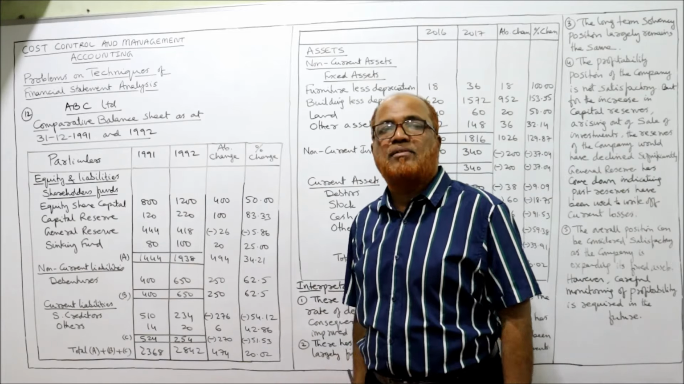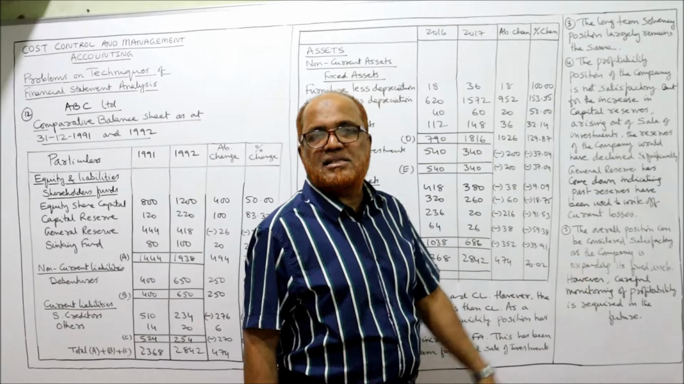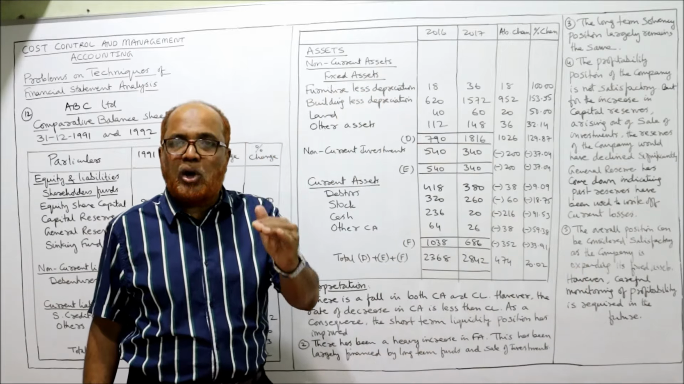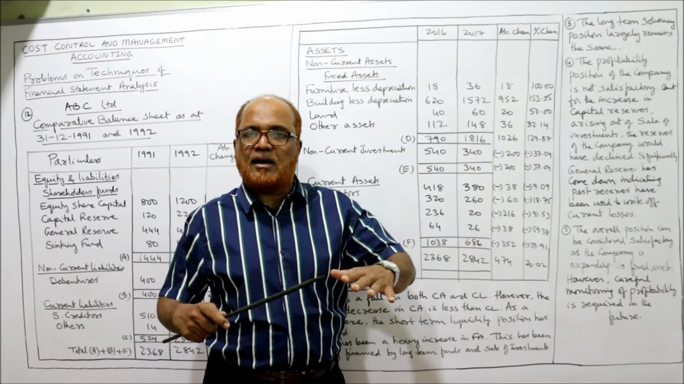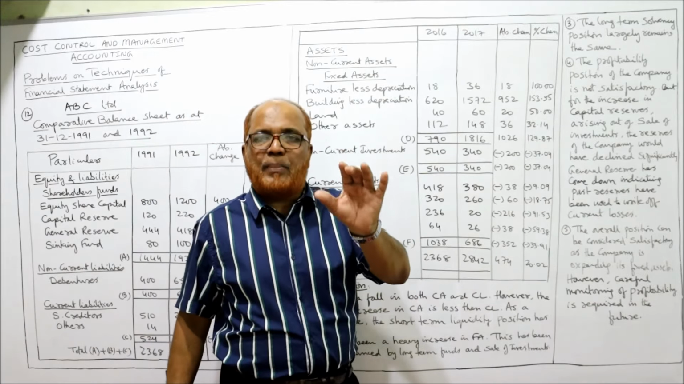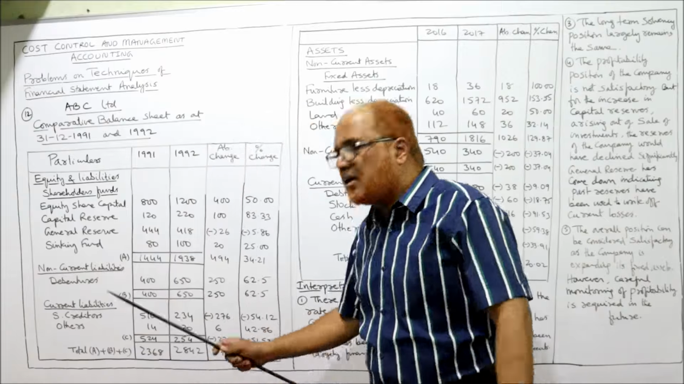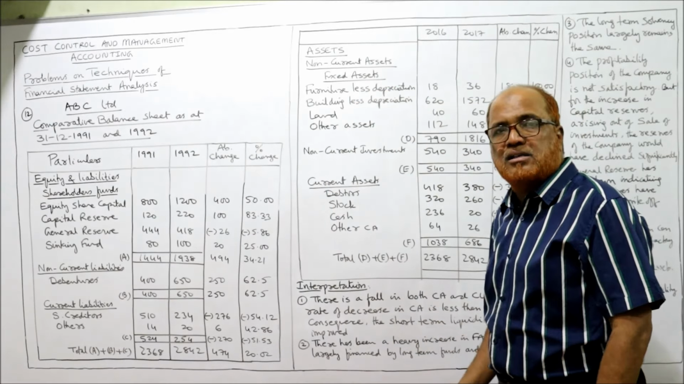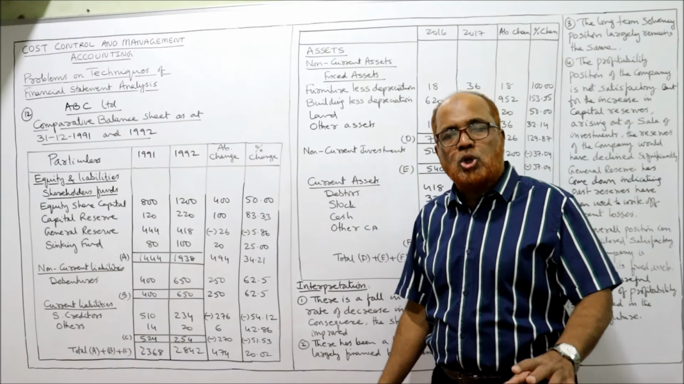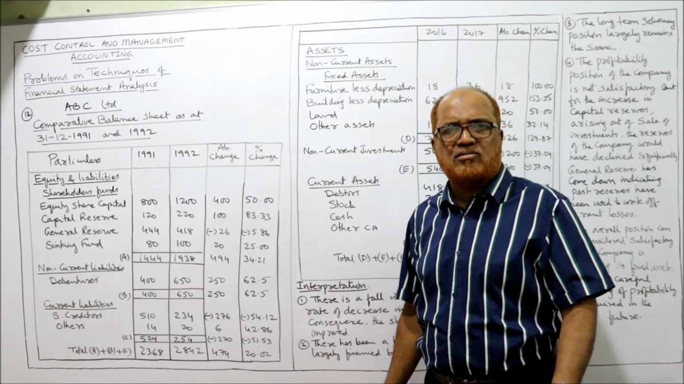Drastically current liabilities have increased, but current assets have also decreased, but smaller in value. In simple words, both current assets and current liability have decreased, but the percentage decrease in current liability is higher than the percentage decrease in current assets. So we can say the short-term liquidity position is satisfactory.